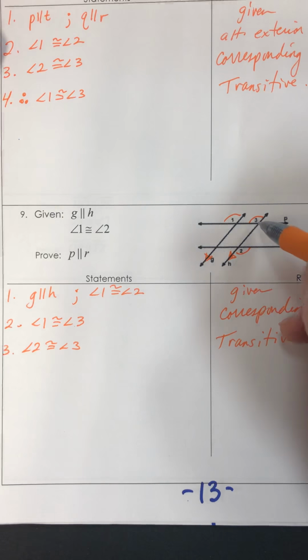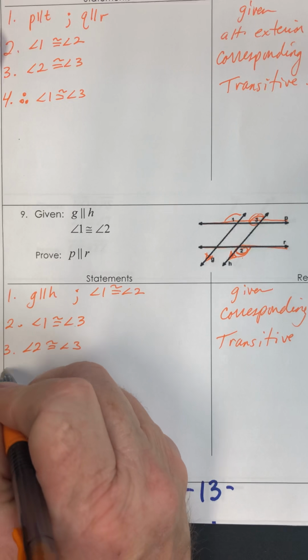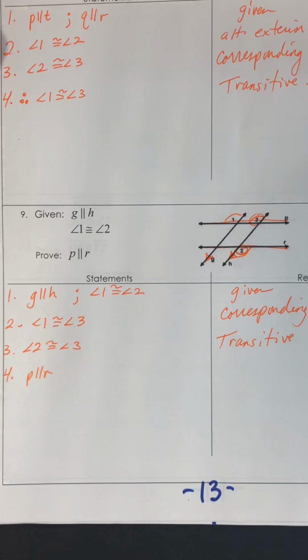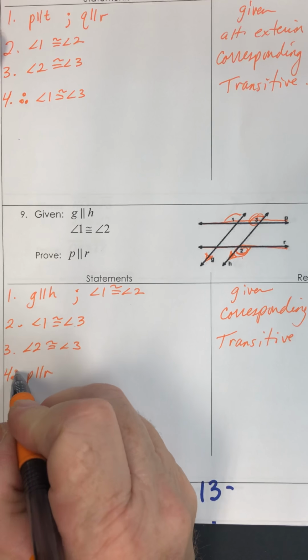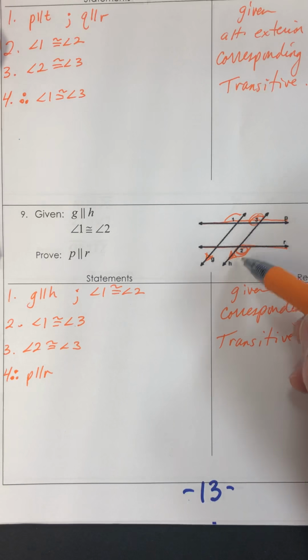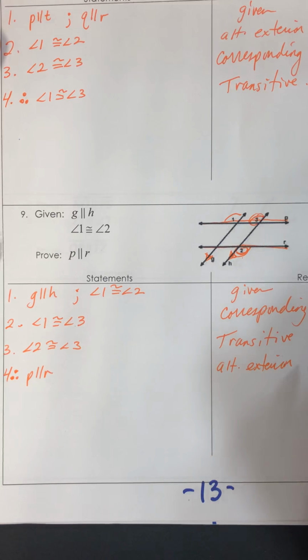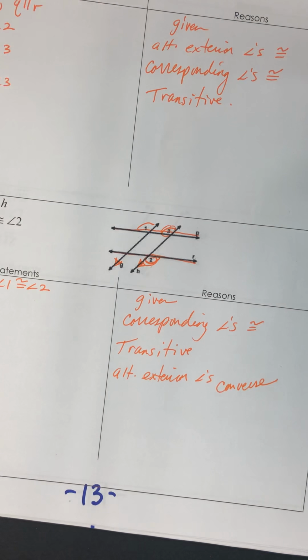All right, now, since we know that 2 and 3 are congruent, these two lines have to be parallel because their alternate exterior angles are congruent. So that would be our final statement, that P is parallel to R. Okay, that's what we're trying to prove, and the reason we just barely stated those two angles, which are alternate exterior angles. I guess it's the converse we're going to use. But because they're alternate exterior angles, then that's why those two lines are parallel.